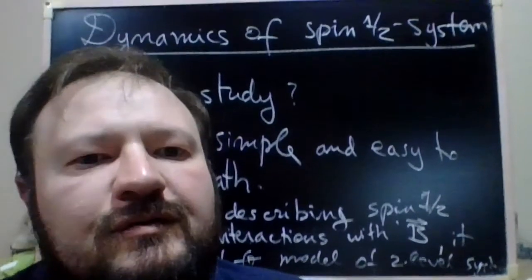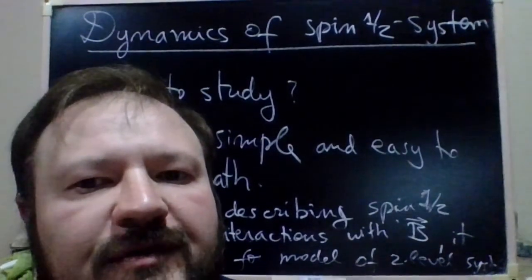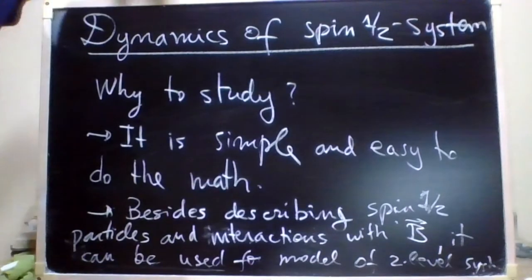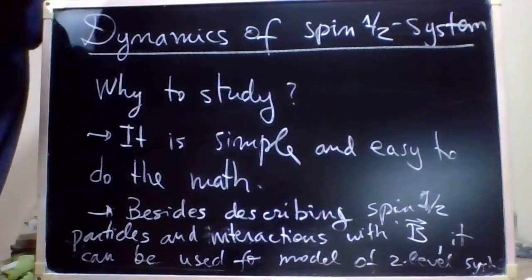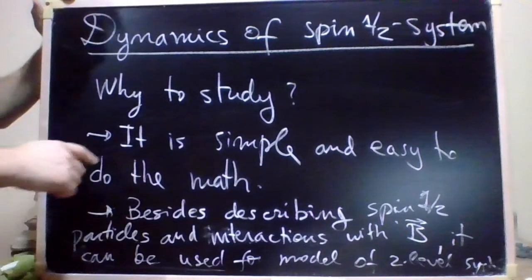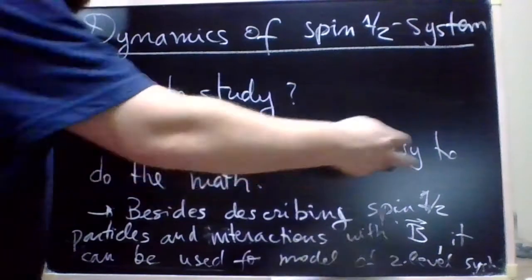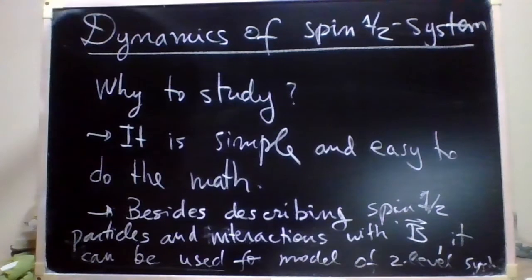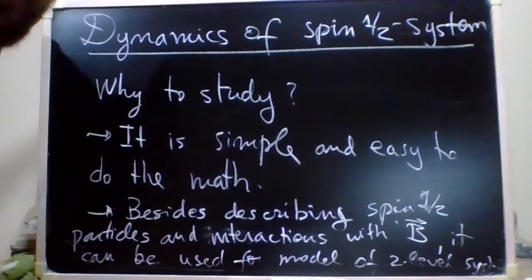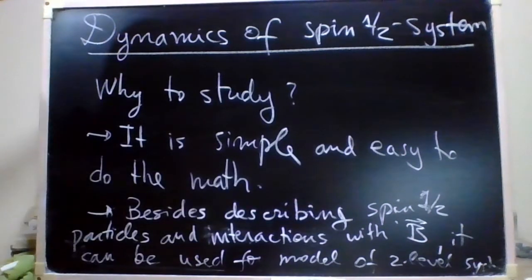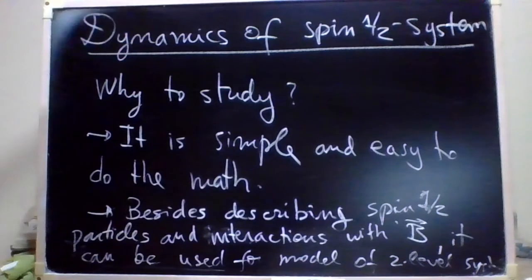This lecture is to discuss the dynamics of a spin half system. Why study such a simple system? Well, one of the main reasons is because it is simple and it's easy to do the math, to make some calculations here. And also, besides describing spin half particles and their interactions with magnetic fields, for instance, it can be used to model two-level systems in general.